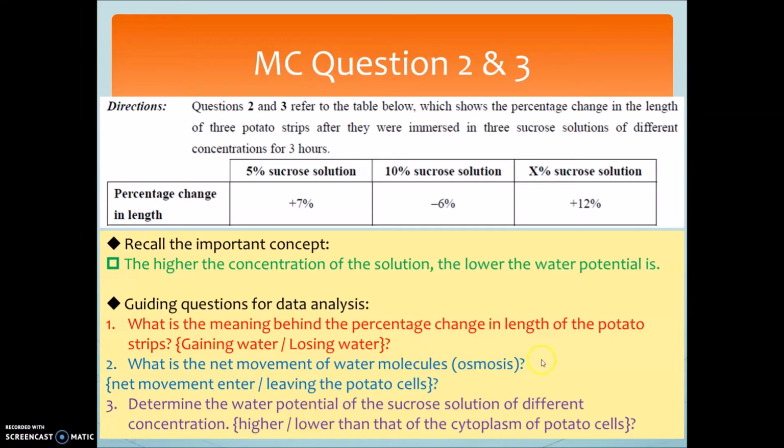And then the third one is that once we know the net movement of the water molecules, we can know the water potential of the sucrose solution of different concentrations. Remember that when we are talking about high or low water potential, it is a comparison. In this question, we are comparing the sucrose solution and the cytoplasm of the potato cells. So the water potential of the sucrose solutions of different concentrations is compared with the water potential of the cytoplasm of the potato cells. Remember, we are comparing something.